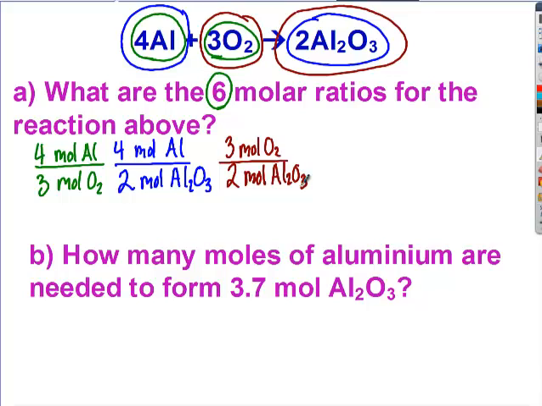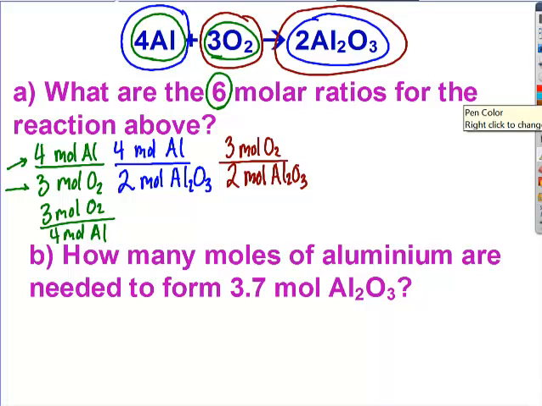The way I can get 6 is that I can reverse each of these. So here I have 4 moles of Al and 3 moles of oxygen. What if I flipped it and I said 3 moles of oxygen over 4 moles of aluminum? That also counts as 1. There, now I have 4.